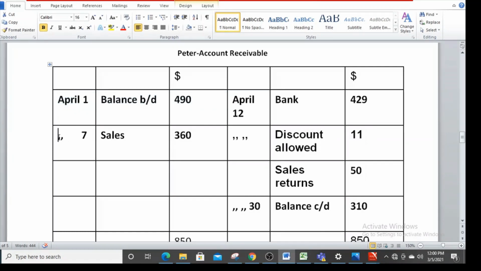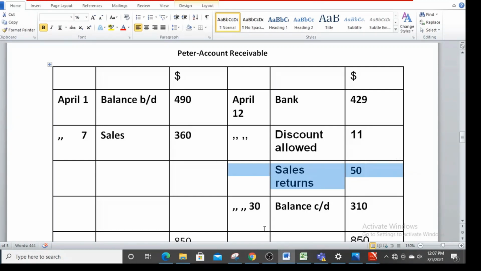Then the value of the invoice, 360. It means sales credited and accounts receivable Peter debited. We have received this check. So bank debit and Peter credit with 429. The value of discount is discount allowed for us. So discount allowed is debited and Peter's account is credited. We receive a debit note from Peter and we acknowledge it by sending a credit note worth 50. So sales return is debited and Peter's account is credited.